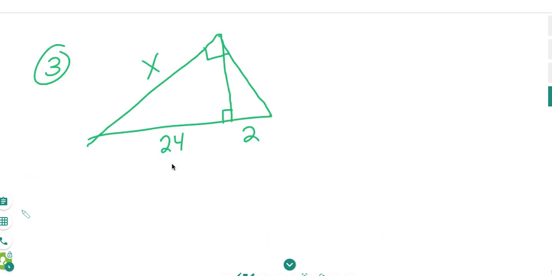The first thing that we're going to identify is our leg. The leg that we're going to use is the leg with the X. So we're going to square that leg. That's going to be X squared is equal to, and now we're going to use the entire hypotenuse, which would be 26, times just the part of the hypotenuse that touches the leg that I'm using. So 26 times 24.